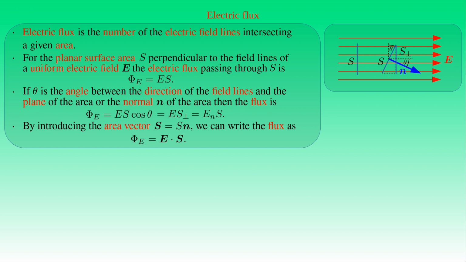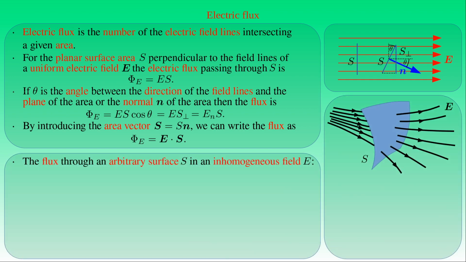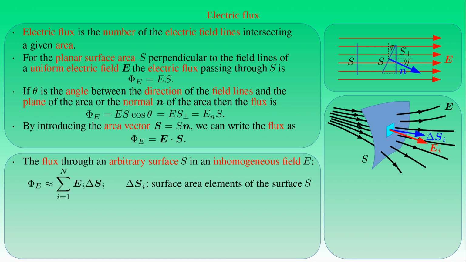Let us consider a more general case where the electric field E is not uniform and the surface S has an arbitrary shape. We partition the surface S into the surface area elements ΔS_i, such that they are small enough to be approximated with planar area elements over which the electric field E_i can be considered constant. Then the electric flux Φ_E through the surface S can be approximated with the sum of the scalar products of E_i and ΔS_i from i equals 1 to n. Here n is the number of the area elements covering the surface S.